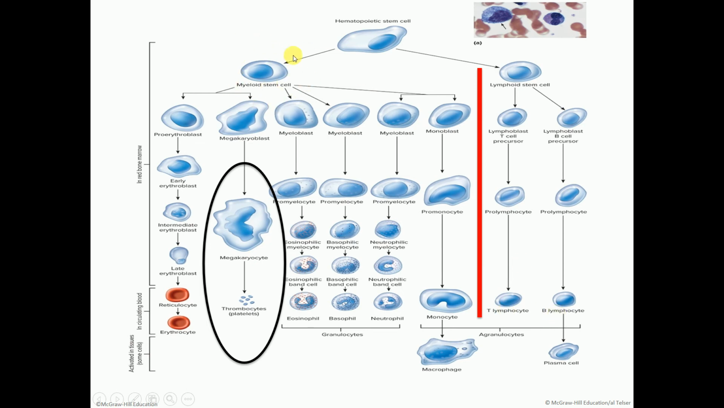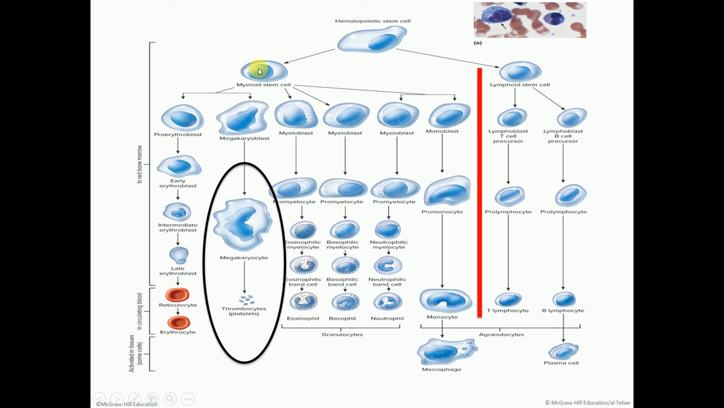While the myeloid stem cell can produce either a red blood cell, platelets, eosinophils, basophils or neutrophils, and monocytes. So I put that red line in there so that anything on this side is produced by myeloid stem cells, and the two cells on this side are produced by the lymphoid stem cell.